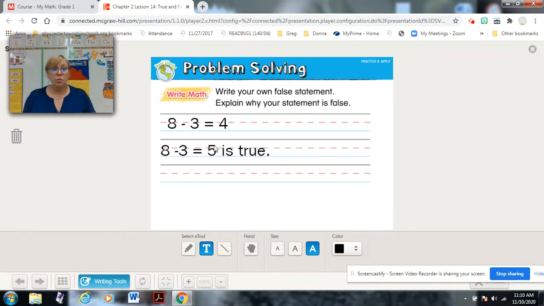So you can certainly make up one. Have fun with it, okay? And if you want, you can tell somebody, read my statement, and they'll say, well, that's false. And say, okay, well, make it true, okay? And then you should have that answer nearby so you can check their answer, check their math, okay?